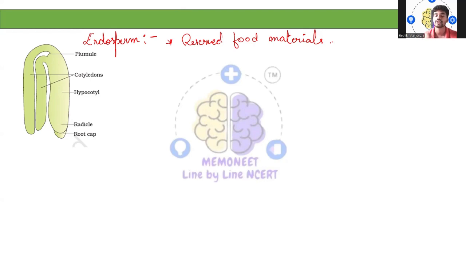This is one thing. So what happens? This PEN undergoes successive endosperm development, and it is called free nuclear endosperm.